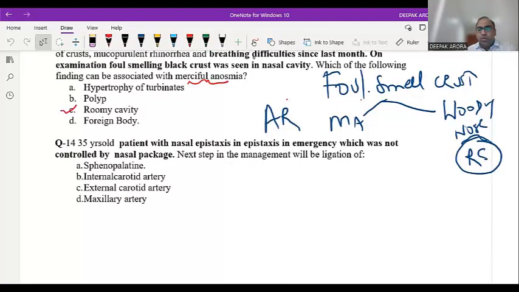A 35-year-old patient with epistaxis in emergency, which was not controlled by nasal packing. Which of the following is the next step? Next step is the ligation. He's asking you ligation, which is the artery of epistaxis, sphenopalatine. Better keep my word, one MCQ on epistaxis expected. Just remember, artery of epistaxis.